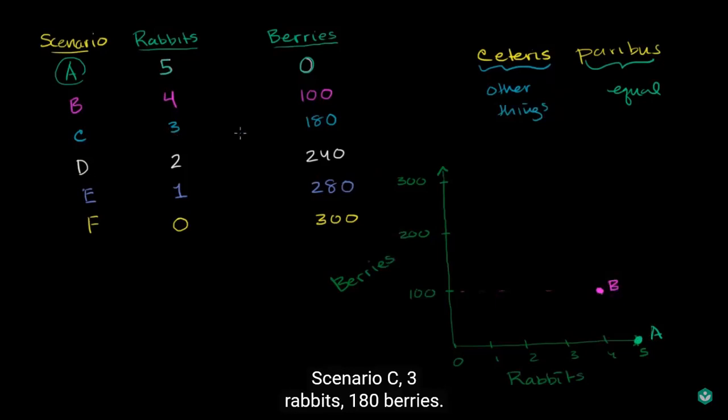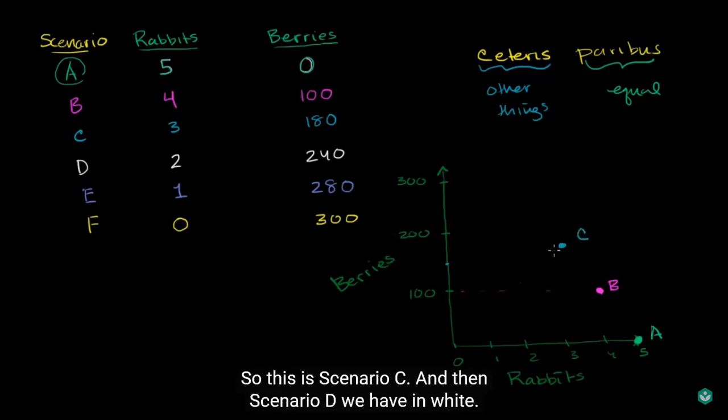Scenario C, 3 rabbits, 180 berries. Let's see, this would be 150. 180 will be like right over there. So if you have time for 3 rabbits, you have time for about 180 berries on average. So this is scenario C.